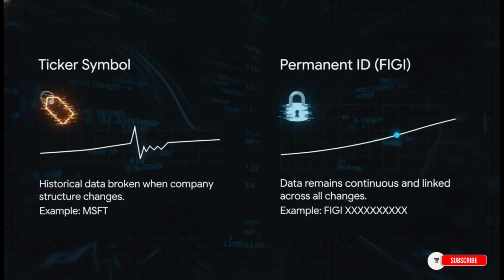You know, a lot of people think of a ticker symbol as this permanent name tag for a stock. It's not. It's more like a nickname that can change or even get passed on to a totally different company down the road. For any kind of serious long-term analysis, institutions have to rely on permanent identifiers, things like a FIGI or a CUSIP. These codes stick with a security for its entire life, no matter what. Mergers, acquisitions, you name it.